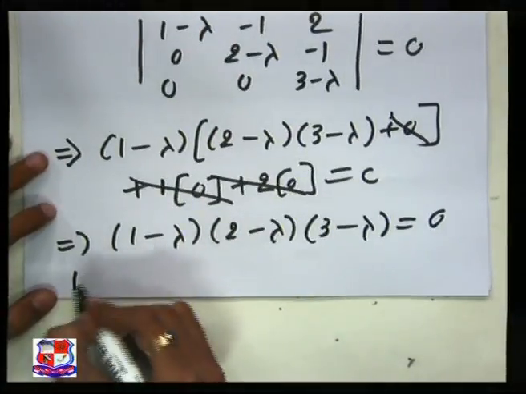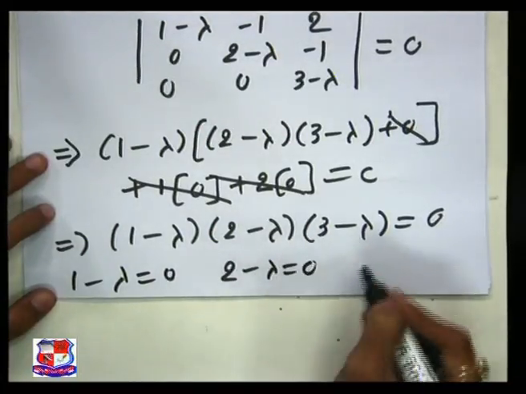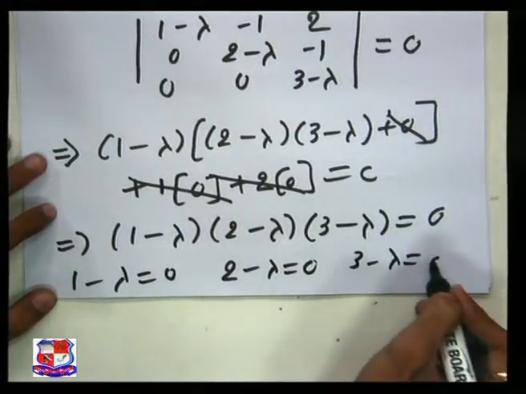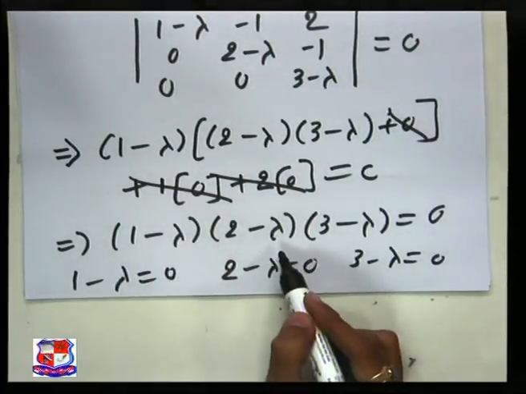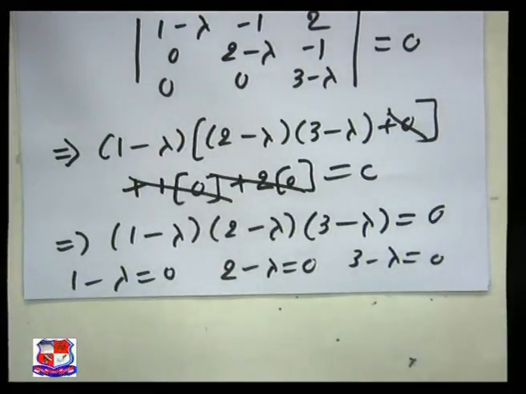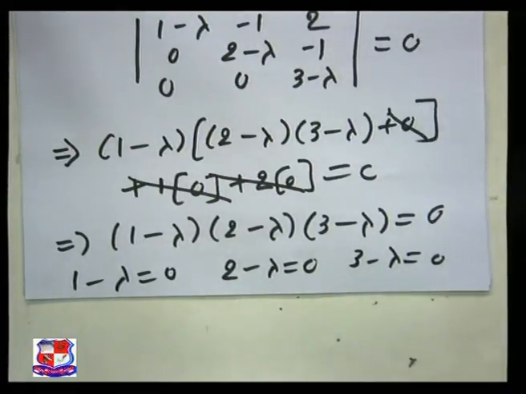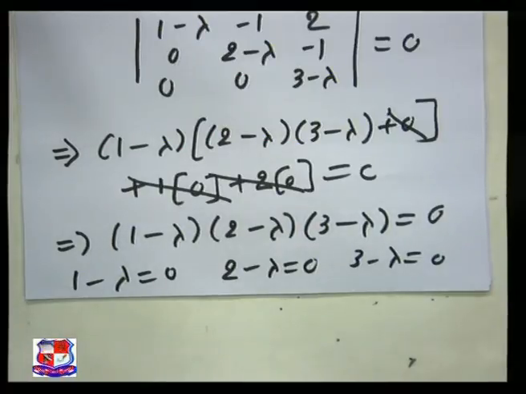That means 1 minus lambda is equal to 0, or 2 minus lambda is equal to 0, or 3 minus lambda is equal to 0. So we will get lambda equal to 1, lambda equal to 2, lambda equal to 3. We did not simplify this in the PPT, where lambda equals 1, 2 and 3. In this way we can find the values of lambda, which are the eigenvalues of these matrices.